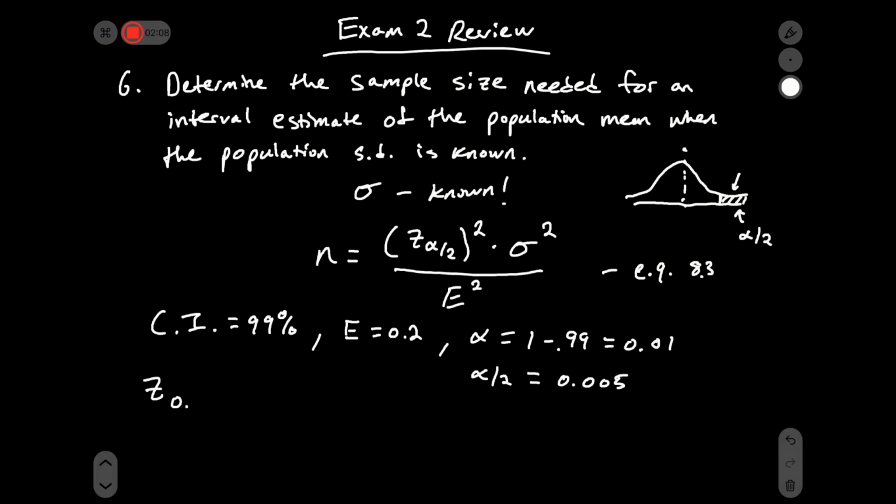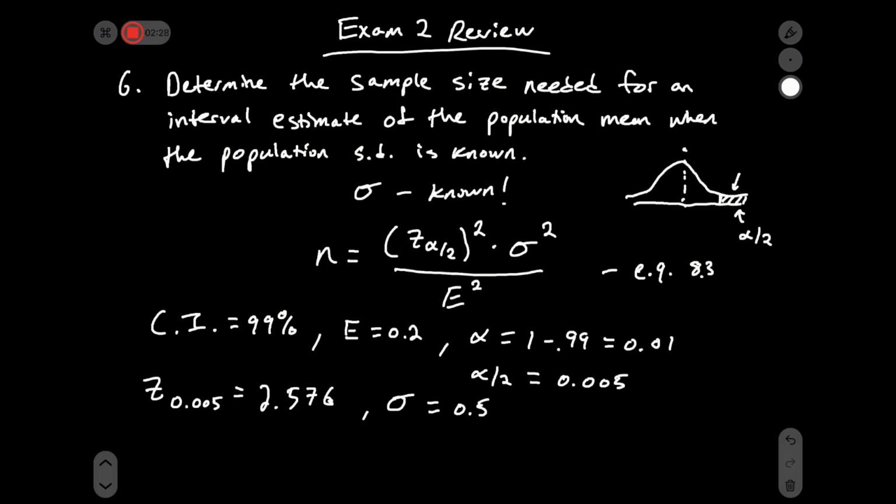So we need a z-score here of 2.576. And again, you can find that from table 8.1 in the textbook. And suppose that we're given a sigma equal to 0.5.